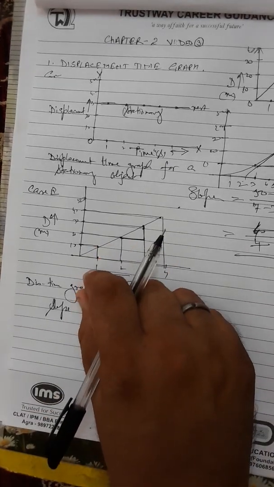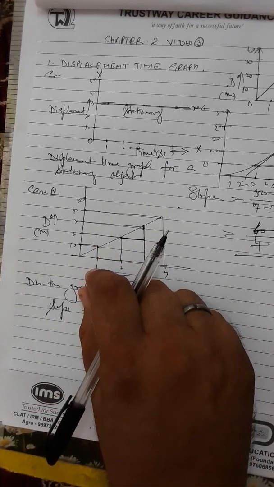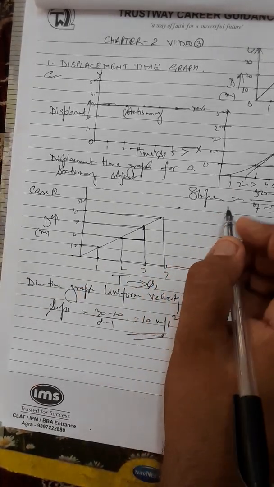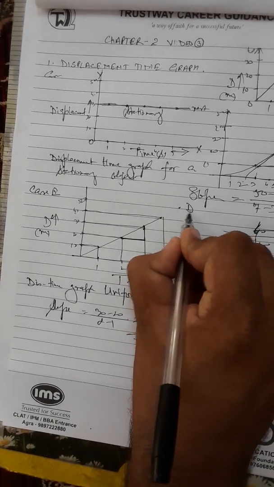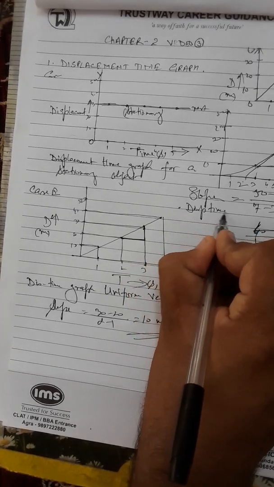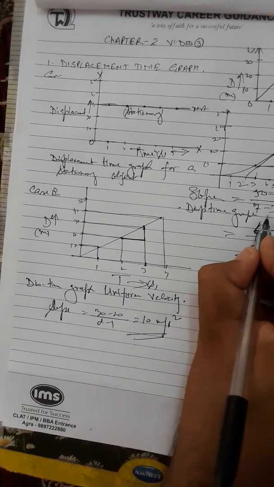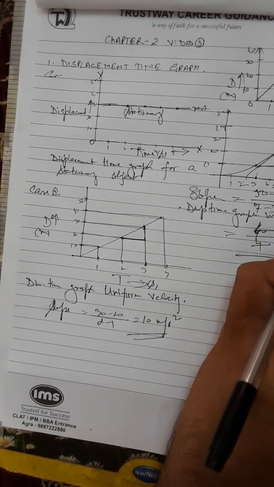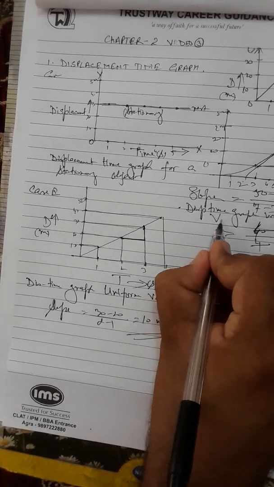So in this way, we can calculate the slope of a body which is moving with variable velocity. This type of graph is said to be displacement time graph with variable velocity.